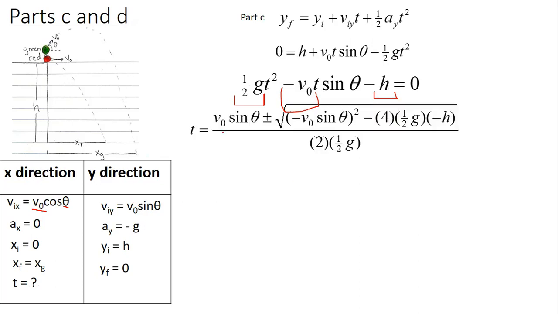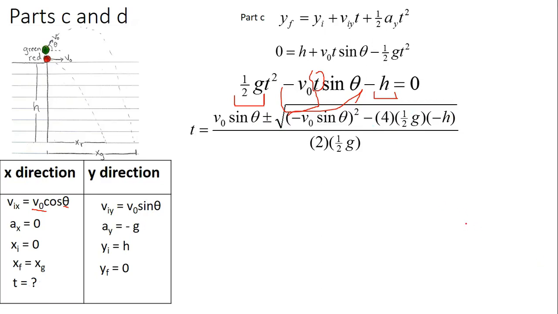So we've got negative b, and it'll actually be all of this, that's our b term, and then the t is separate. So it's v naught sine theta plus minus all of this stuff. Yeah, so plus minus the square root of b squared minus 4ac, all over 2a.